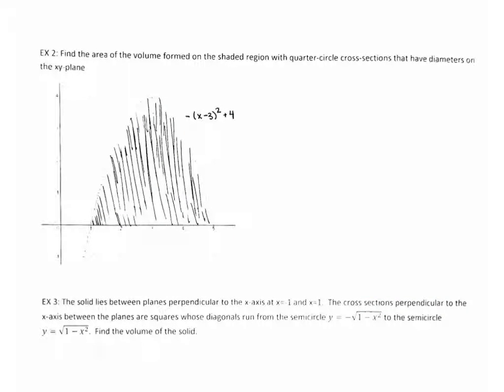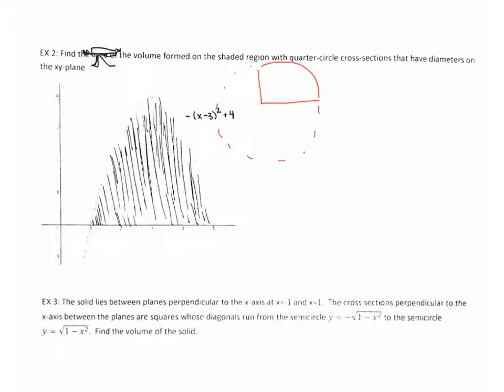Okay, so again, this has the same typo. So we don't want to find the area of the volume. That makes no sense. We want to find the volume formed on the shaded region with quarter circle cross sections that have diameters on the XY plane. Okay, so again, draw your cross section. So in this case, my cross section is going to be a quarter circle, right? If you were to extend it, it'd be a whole circle. We're only dealing with a quarter circle, and its diameter is on the XY plane.